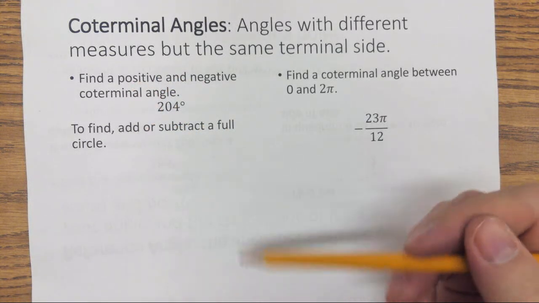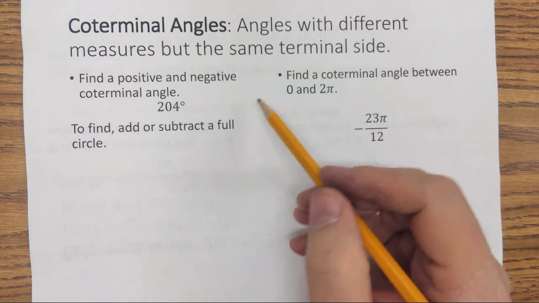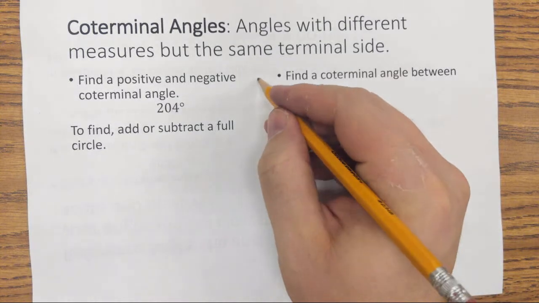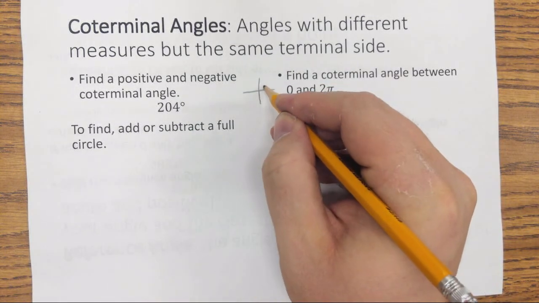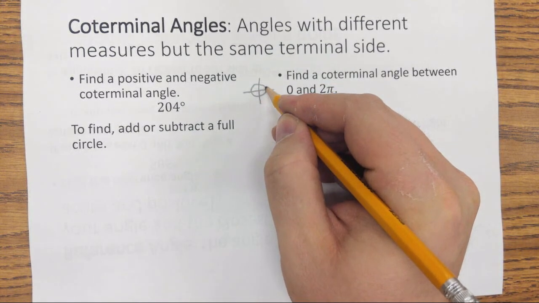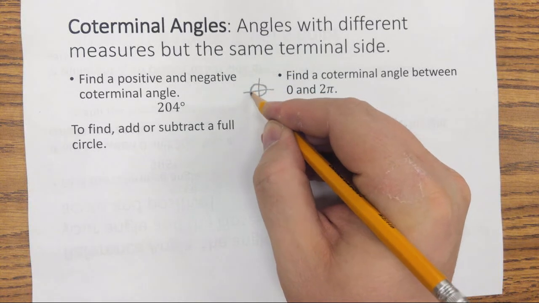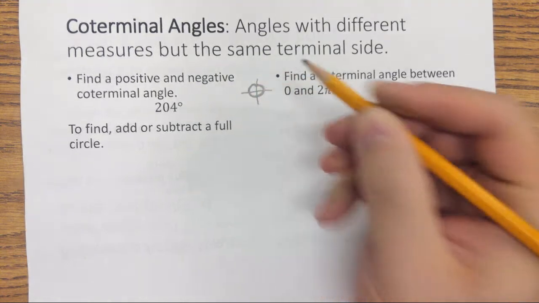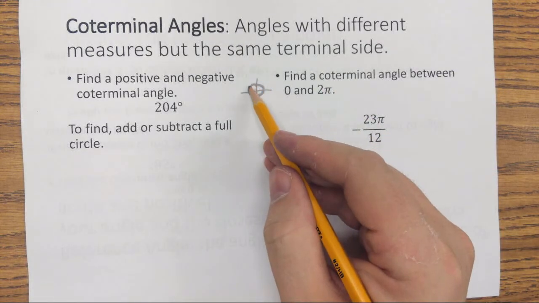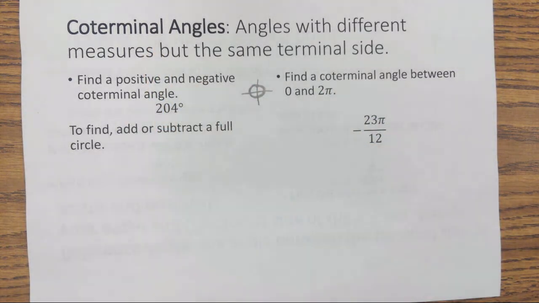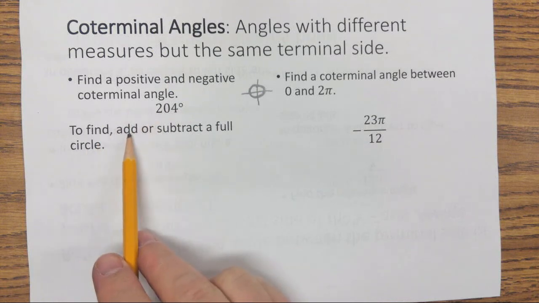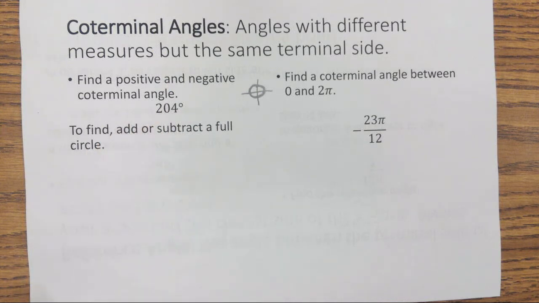Because I'm on a coordinate plane, as far as I can go is 360 degrees, right? Well, I can continue going 360 degrees over and over and over again. And those new spots, those are your coterminal angles. So to find a coterminal angle, we're adding or subtracting a full circle.